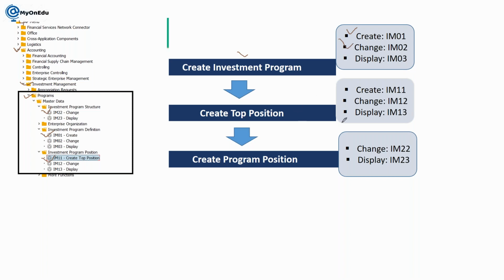Similarly, to create a top position, IM11 is the transaction code, IM12 is to change, and IM13 is for display. And to create program positions, other positions can be created in IM22 and displayed in IM23. So we will see how we can create all this master data in the system. But before that, if you have any questions, please let me know. I will explain that.